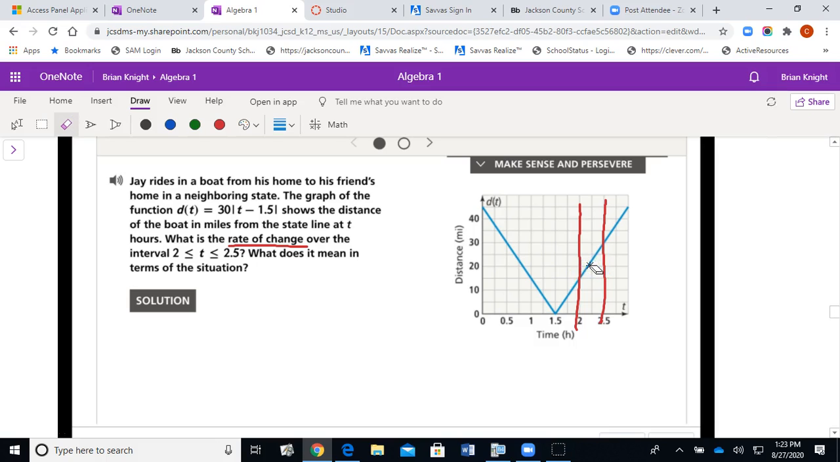So what is the slope? Let's see here. We're rising. We go from 15 to 30. So that's up 15. That's over 2.5, so it's actually 0.5 of an hour. So your slope is 30. If you simplified that, your slope would be 30 miles per hour. Any questions?